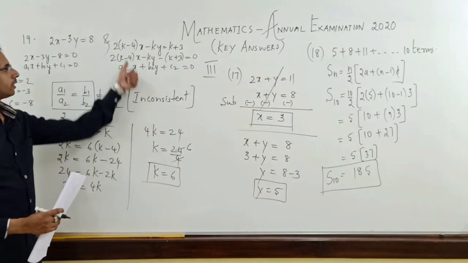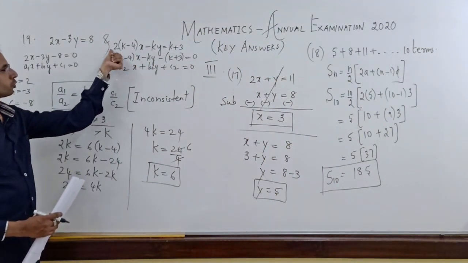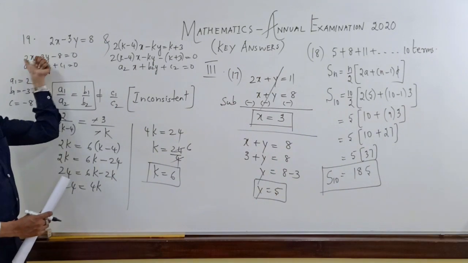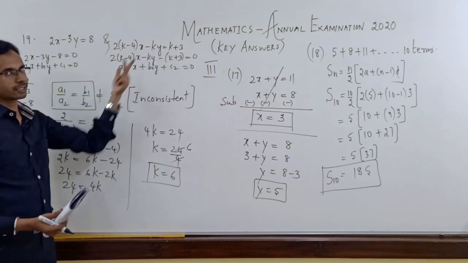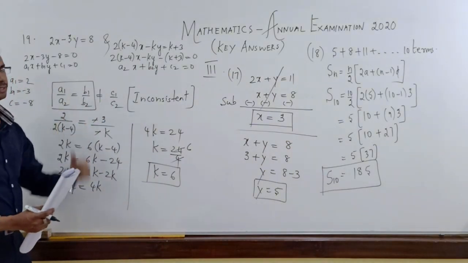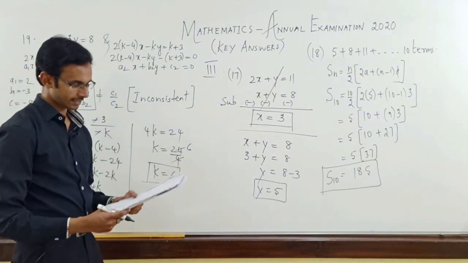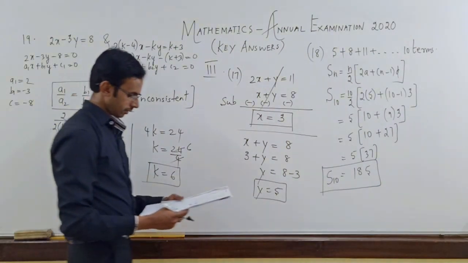The moment you take k value as 6 here, 6 minus 4 is 2, 2 2s are 4, you get 4. So here 2 divided by 4 is 1 by 2. Similarly 3 divided by 6 is also 1 by 2. So we say a1 by a2 is equal to b1 by b2. Hence they are parallel lines and they are inconsistent. So this much if you do, you will get 2 marks from this.